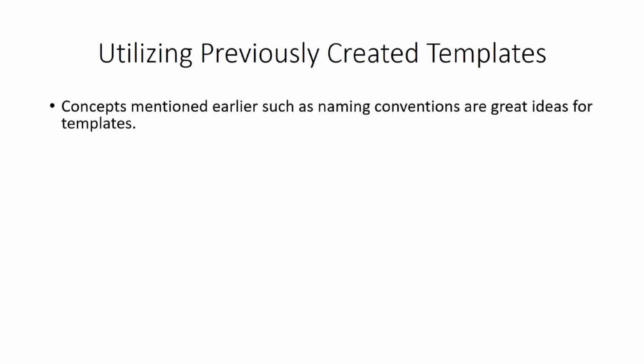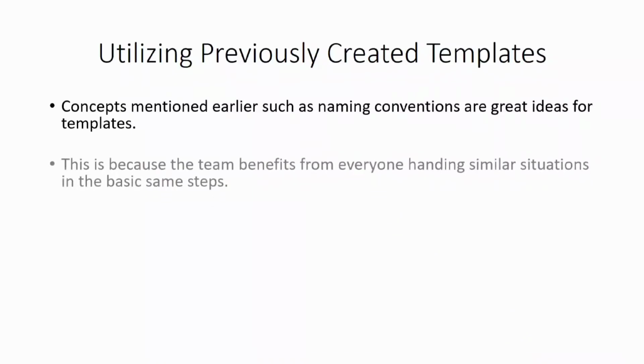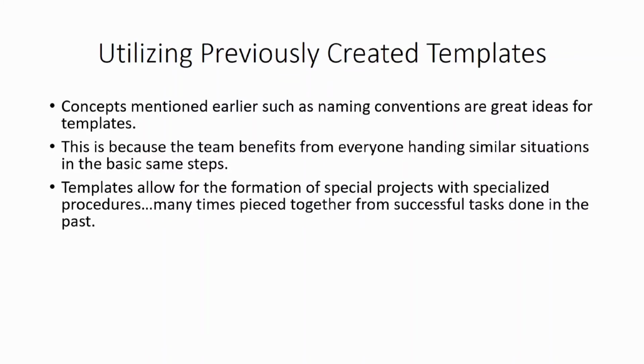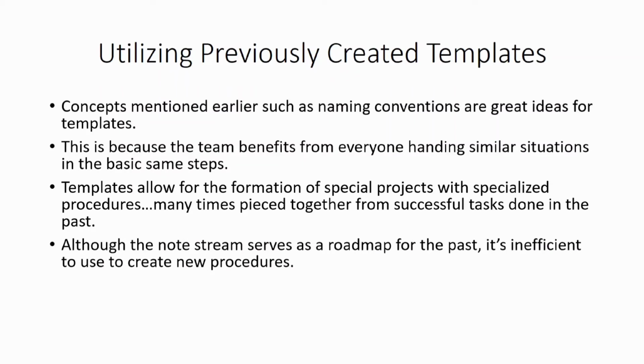Now, concepts mentioned earlier in this course, such as naming conventions, those are great ideas for templates so that you'll show people how your team should be naming files, how your team should be naming documents. This is because the team benefits from everyone handling similar situations in the same basic steps. The templates allow for the formation of special projects with specialized procedures and many times pieced together from successful tasks done in the past. Now, although your individual note stream in Evernote serves as a roadmap for the past, it's inefficient to create new procedures.